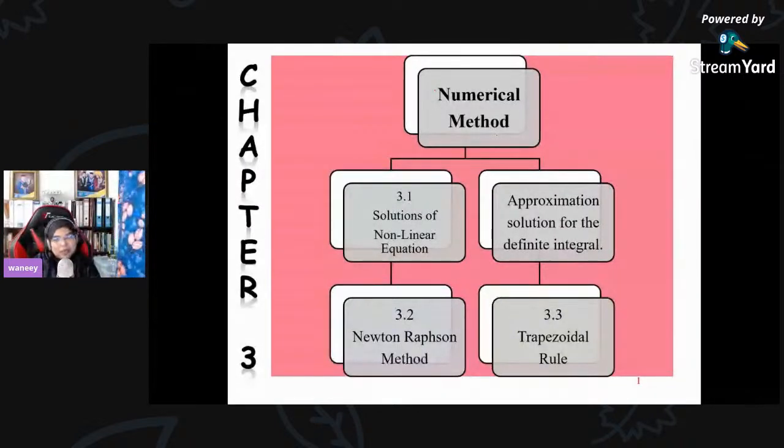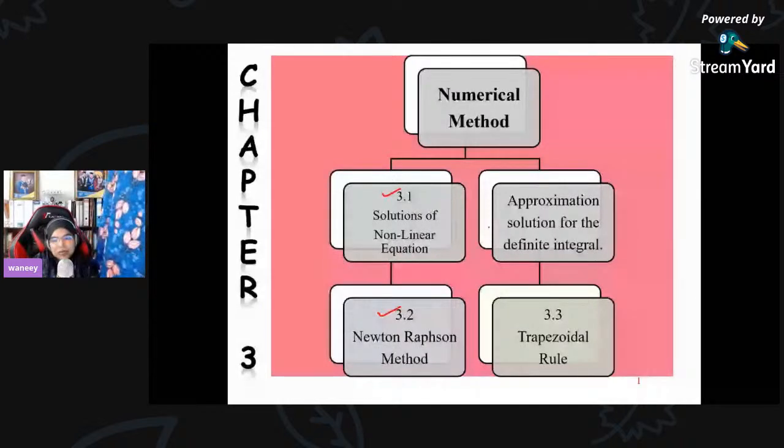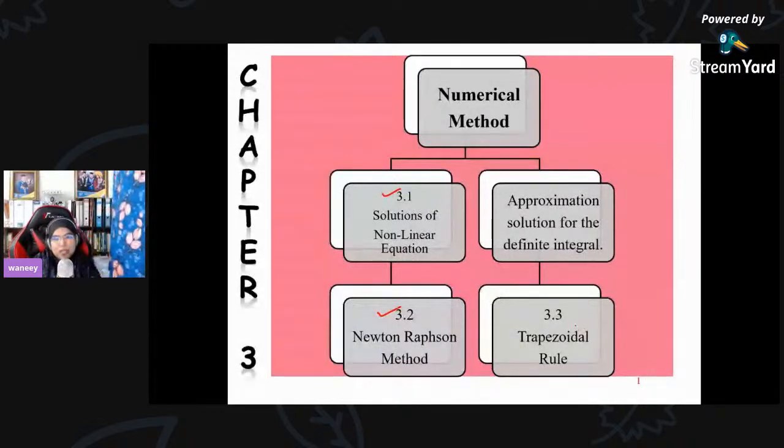Okay, so numerical method. Basically, what we are going to learn today is the thing on the left hand side. So we are going to learn 3.1 as well as 3.2. We're going to learn how to find the solution of a non-linear equation, where we use the Newton method to approximate the solution. And then for the next lecture, we're going to approximate the definite integral, where we use the trapezoidal rule in order to approximate the solution for the definite integral. Okay, so let us continue.